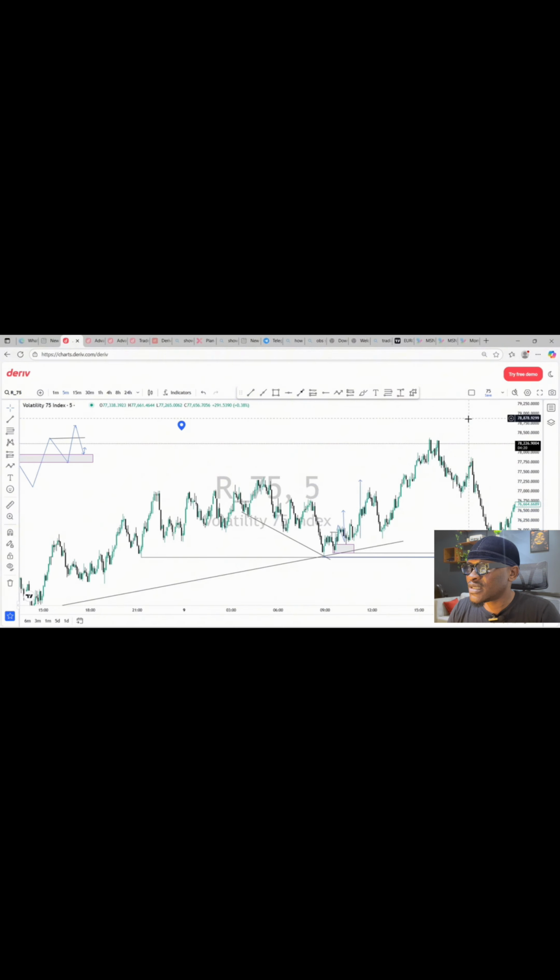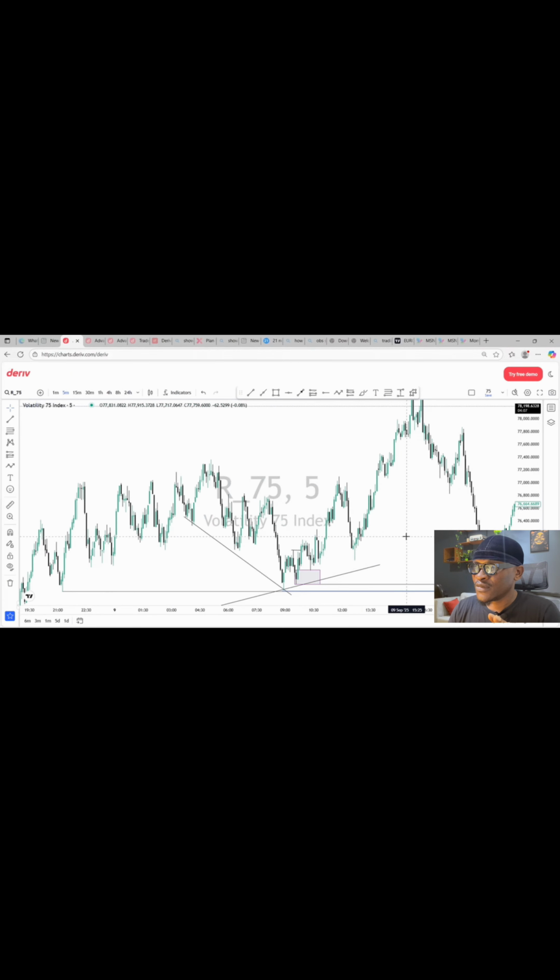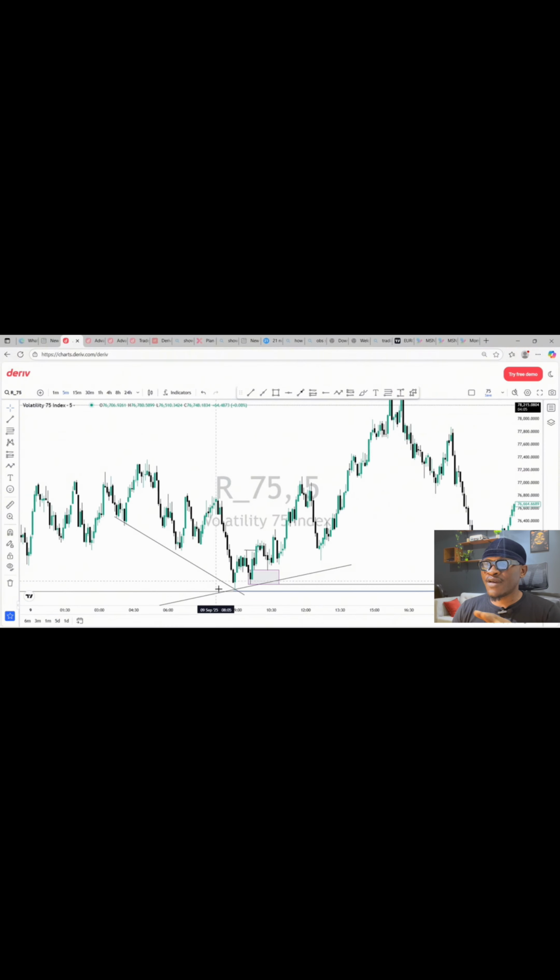I'll remove this so I can explain using the exact setup that we enter the trade from. Okay, so we have that. Now, having seen price, we met price around this level, right?